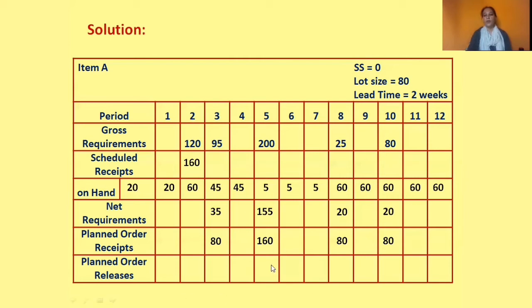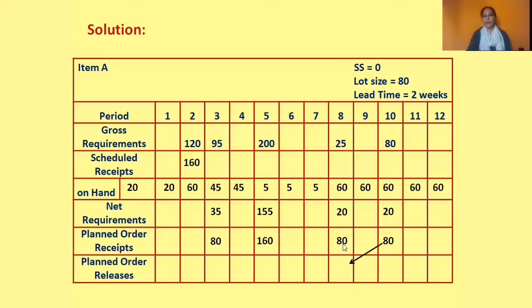Now, if we want to receive orders here, we need to plan when we need to release the orders. So the lead time is 2 weeks. According to this 2-week lead time, we have to place the order 2 weeks before. So for this 80, if we want to receive 80 units here for period 10, we need to place the order 2 weeks before. That is for period 8.